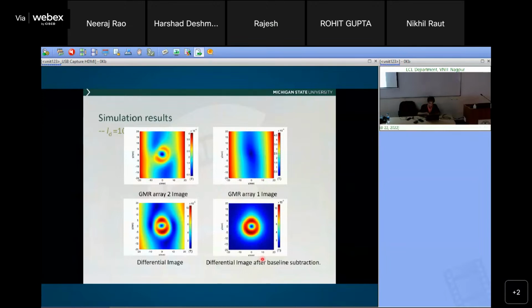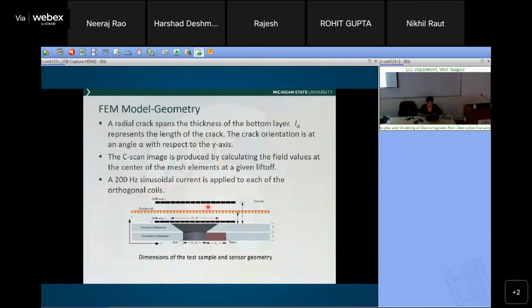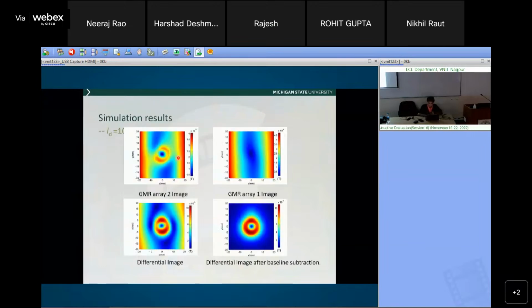Okay, so this was still simulation, but this helped us design the differential array. This is what the two arrays would measure, one at the top and one at the bottom. By modeling this geometry exactly, we were able to individually predict the GMR measurements in the two arrays, and then do the subtraction and all that. In the experimental system, everything is done in hardware, of course.